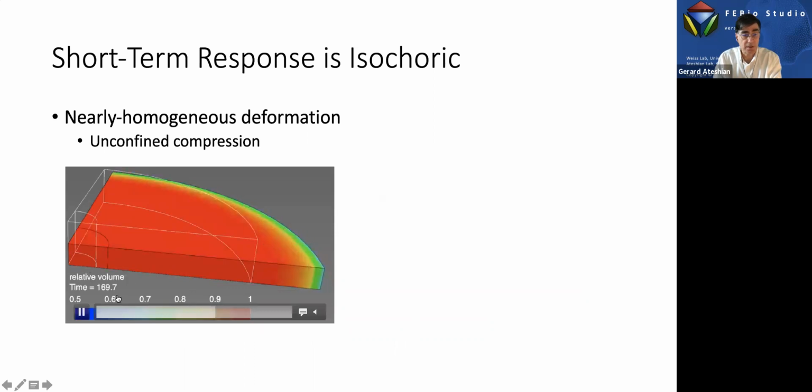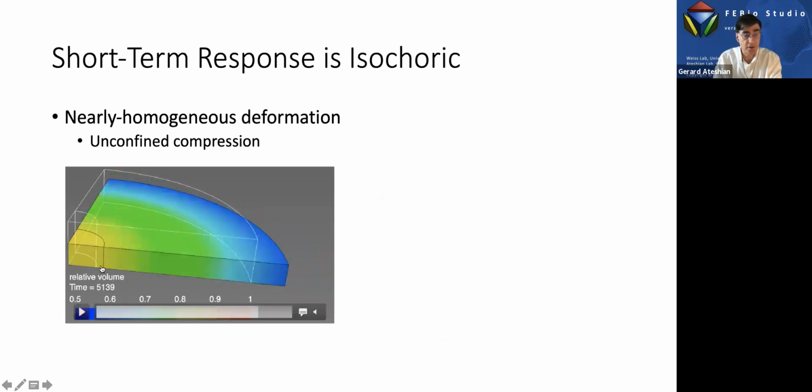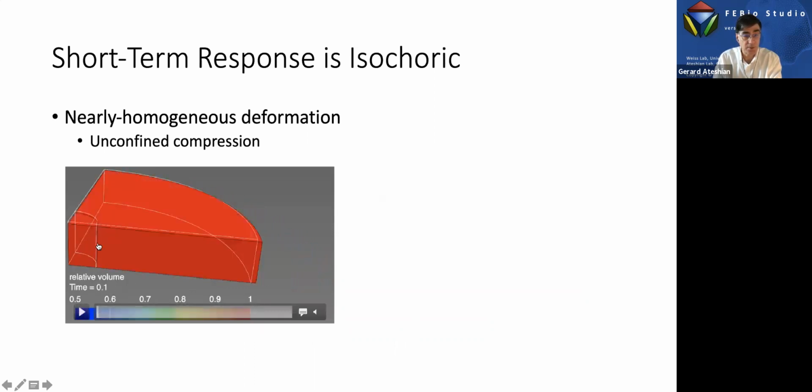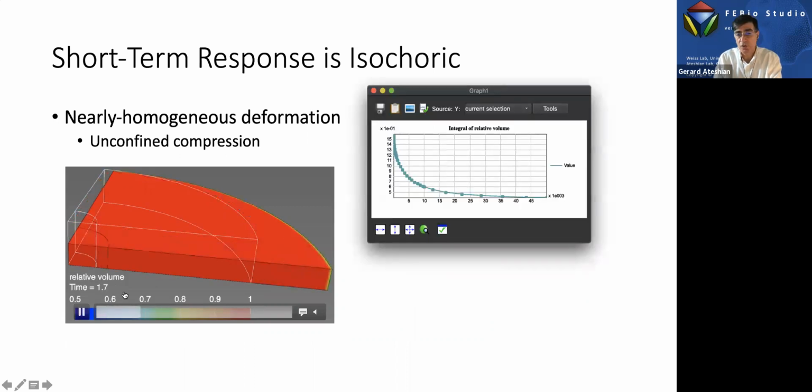So here's the unconfined compression problem. And remember, in the early time response, the relative volume is quite uniform. It's only over time that, right here at the edge, you're losing fluid. But because the relative volume is uniform, each element is more or less conserving its volume. So if I were to select all the elements and integrate the relative volume over all the elements, I can get the total volume of the tissue.